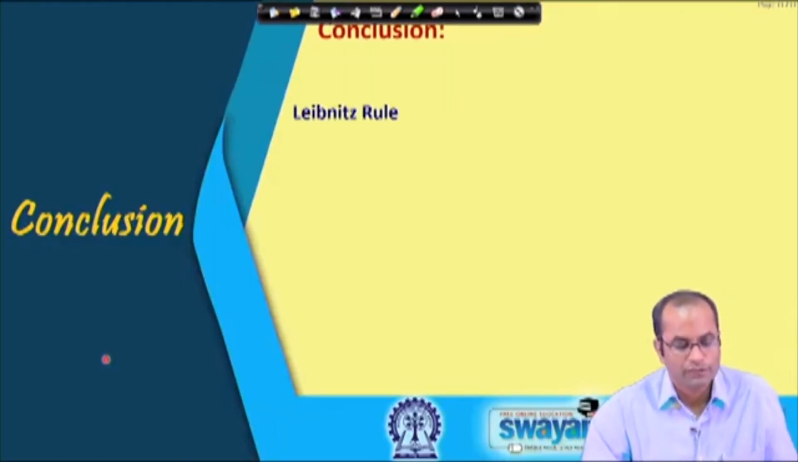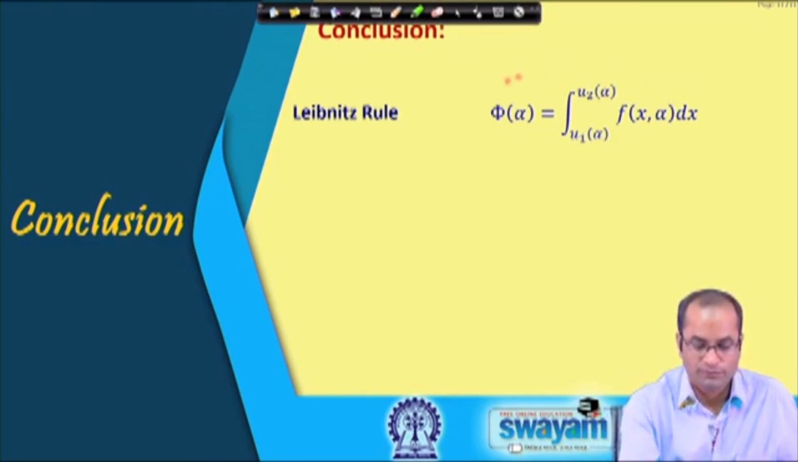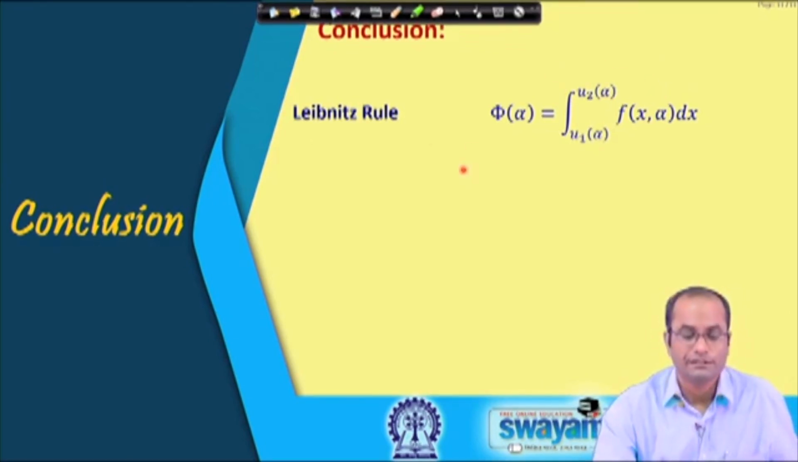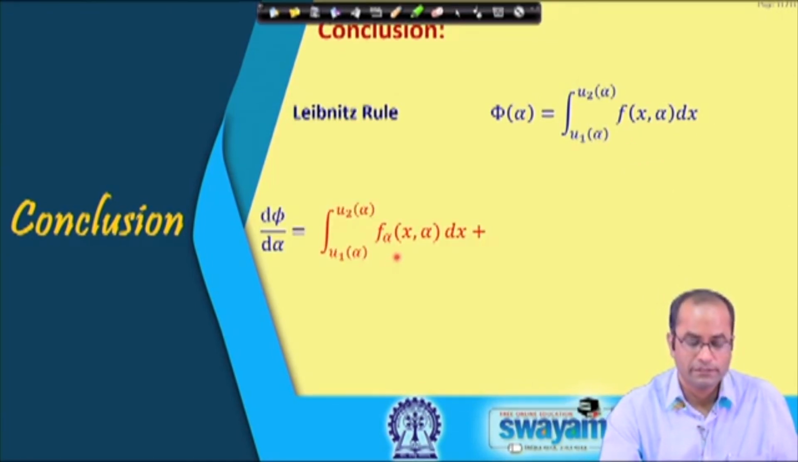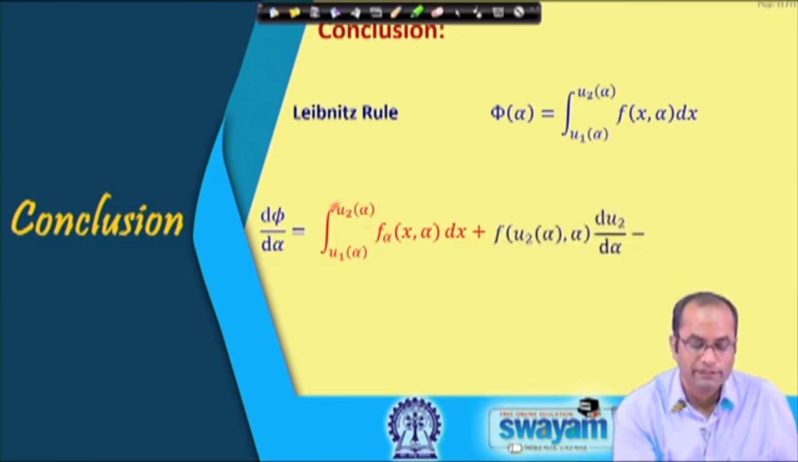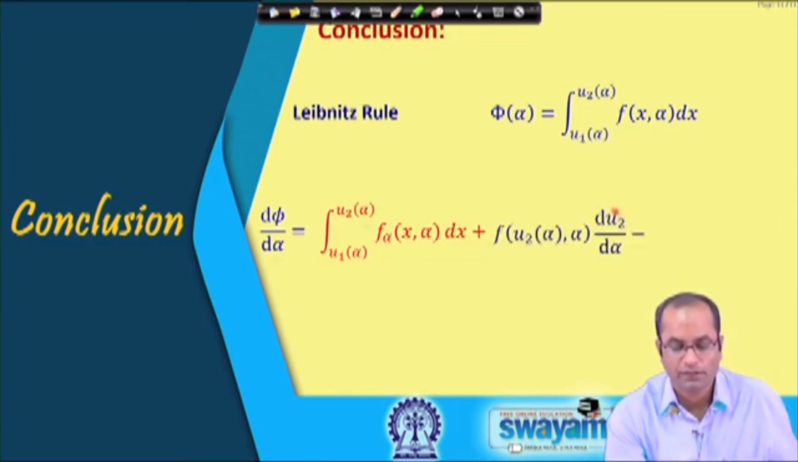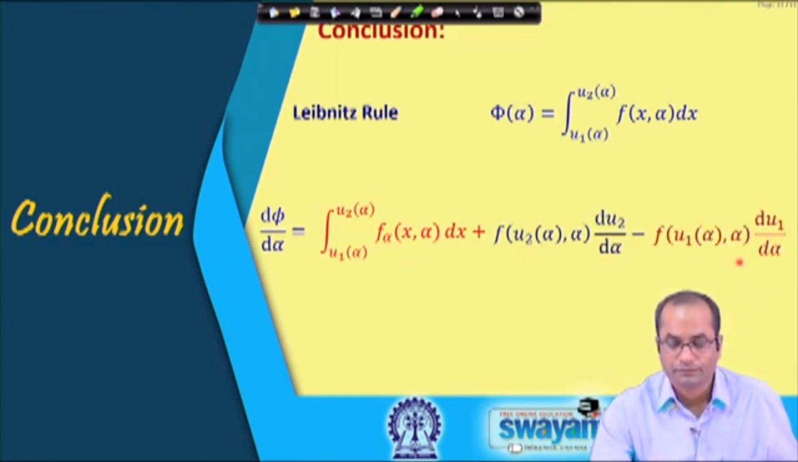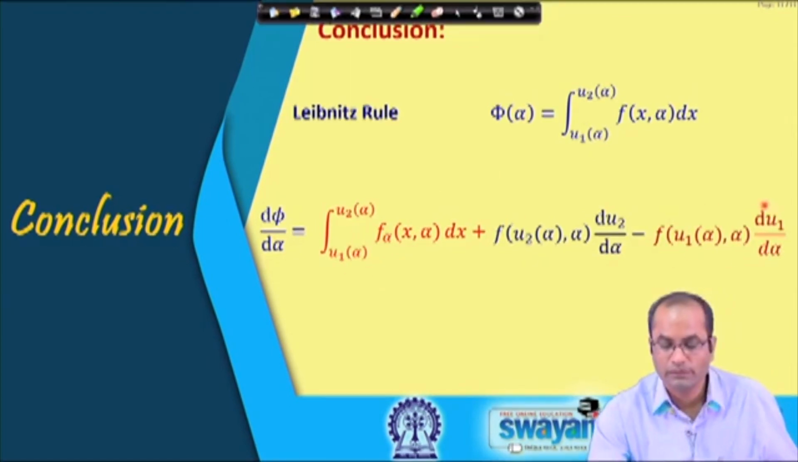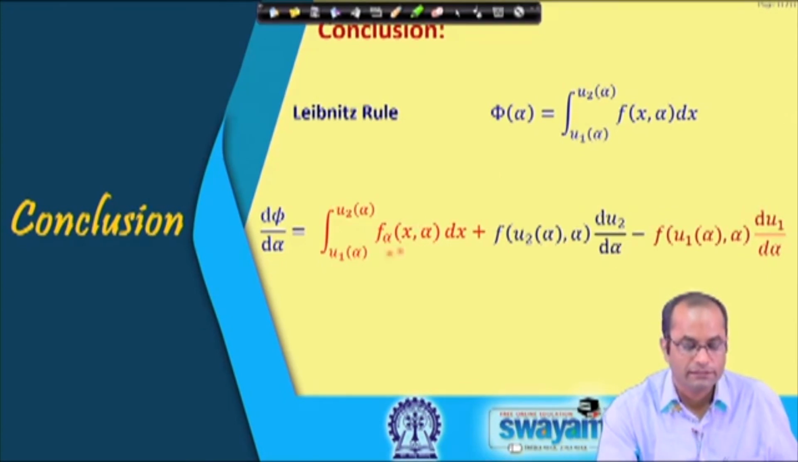And coming to the conclusion, we have learned this Leibniz rule, which is useful for differentiating integrals. If we have the integral and we want to take the derivative with respect to alpha, this rule says that we can take this derivative inside the integrand, which means that we will have the partial derivative of f with respect to alpha, plus the derivative of the upper limit, du2 over d alpha, and then in the integrand we need to replace x by the upper limit, minus the derivative of the lower limit, du1 over d alpha, and in the integrand we will replace x by u1 alpha. So, that is the Leibniz rule.